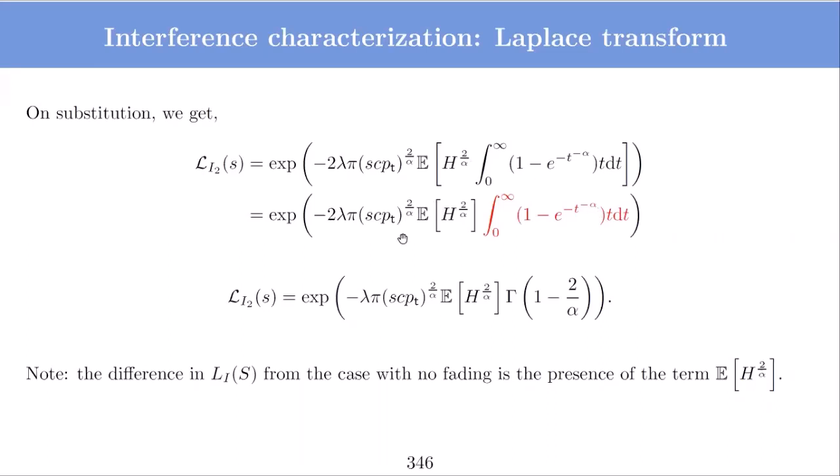This expression I have already computed, that is equal to half gamma 1 minus 2 by alpha. So if I put it here, the Laplace transform is given as minus pi lambda s to the power 2 by alpha gamma 1 minus 2 by alpha into expectation of h to the power 2 by alpha. Basically the fading only affects the Laplace transform in terms of this moment. If two different fadings have the same moment, then you expect the Laplace transform to be the same. The only difference with respect to no fading would be this term.